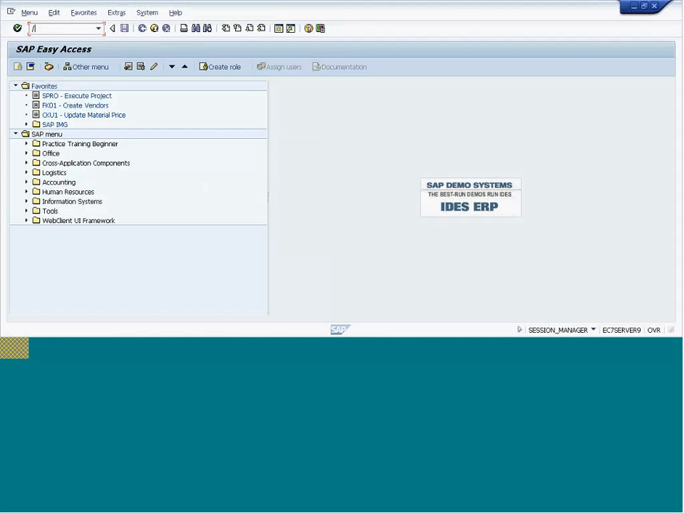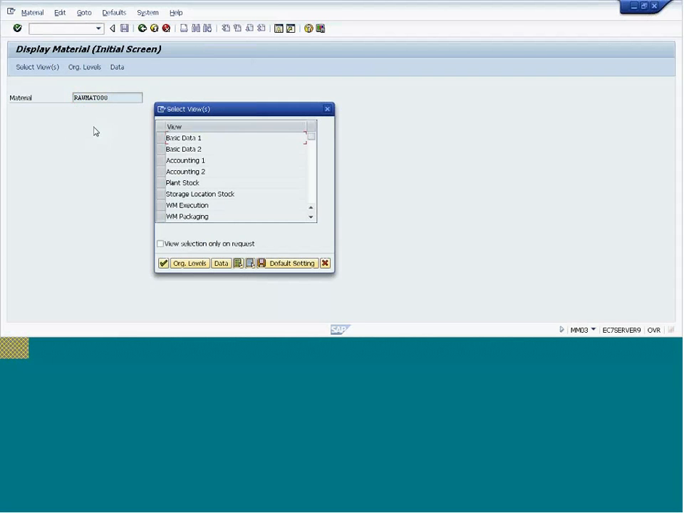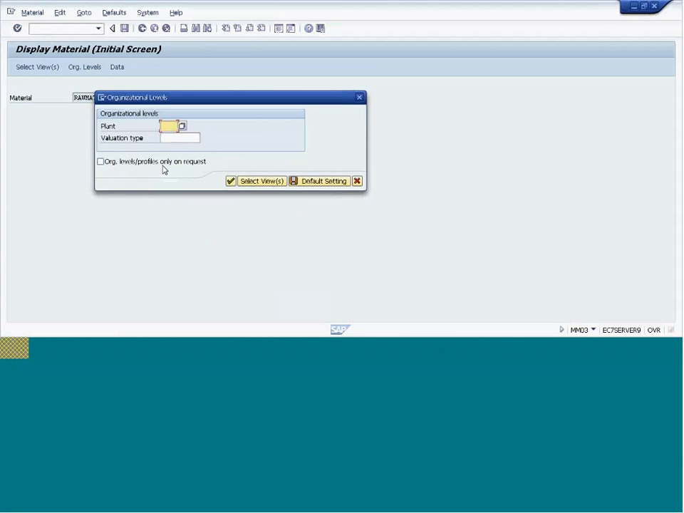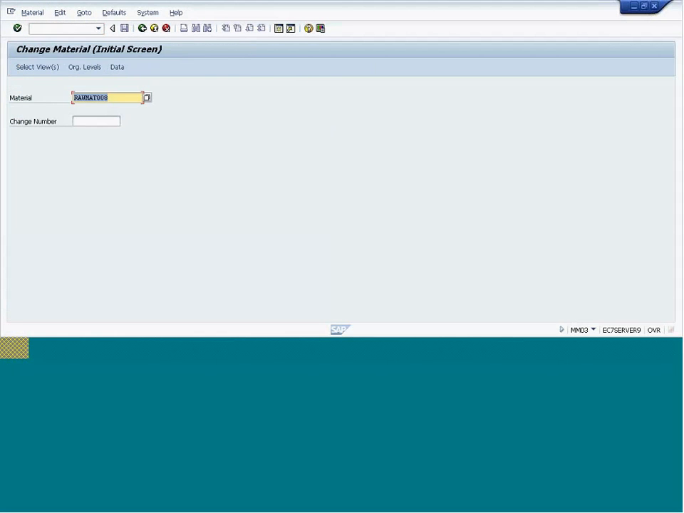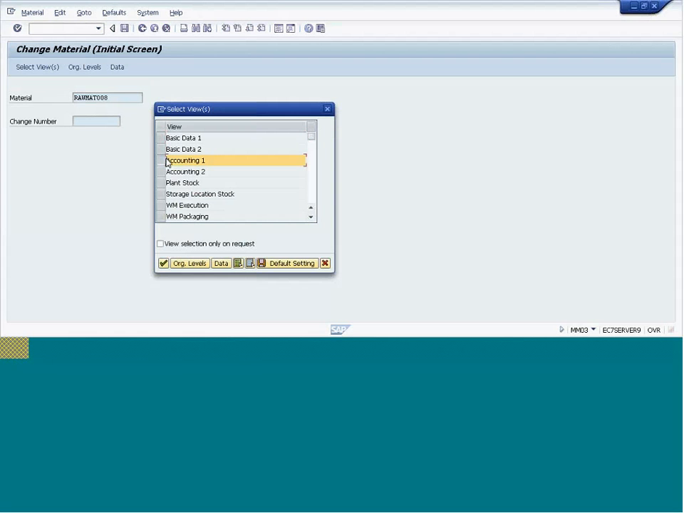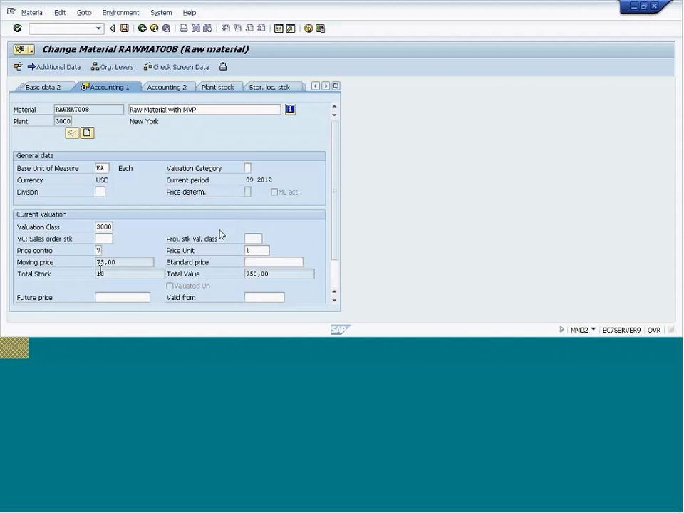So let us go back to MM03 and go to the first material we created today, material 8, which was moving average price, right? So moving average price in the 3000 material, and when I try to change that, let me go and change that. Right here, I cannot change the moving average price, right? Yeah. That's what we were talking about, right?